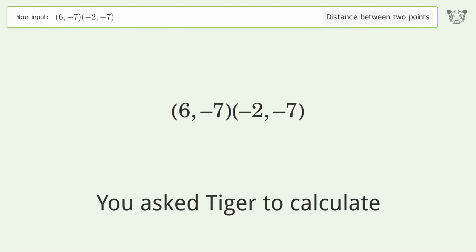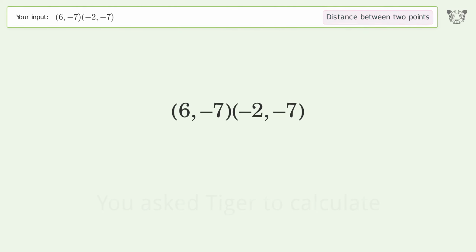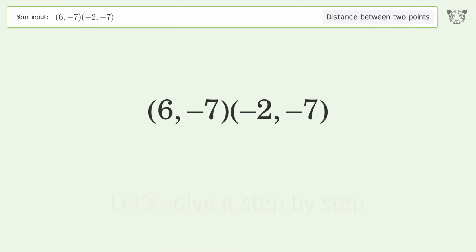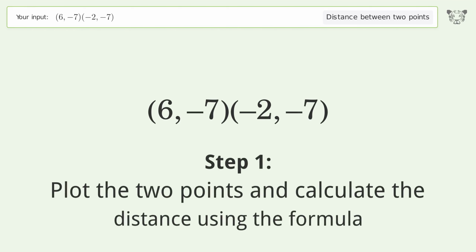You ask Tiger to calculate. This deals with the distance between 2 points. The distance between the 2 points is the square root of 64, or 8. Let's solve it step by step. Plot the 2 points and calculate the distance using the formula.